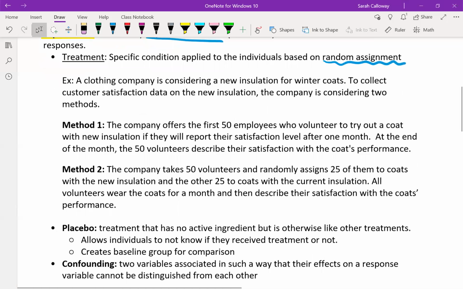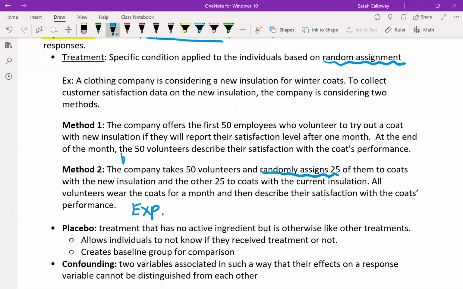In method 2, the company takes 50 volunteers, then randomly assigns 25 of them coats with the new insulation and the other 25 coats with the current insulation. All volunteers wear the coats for a month and then describe their satisfaction. So this idea that this treatment was applied with random assignment, this is an experiment.